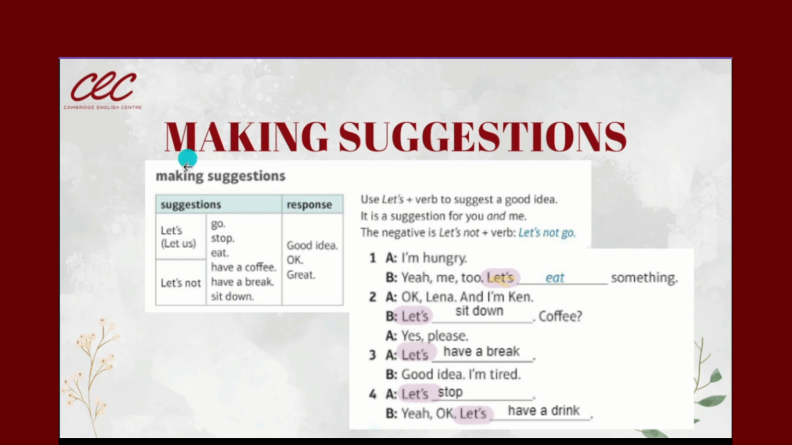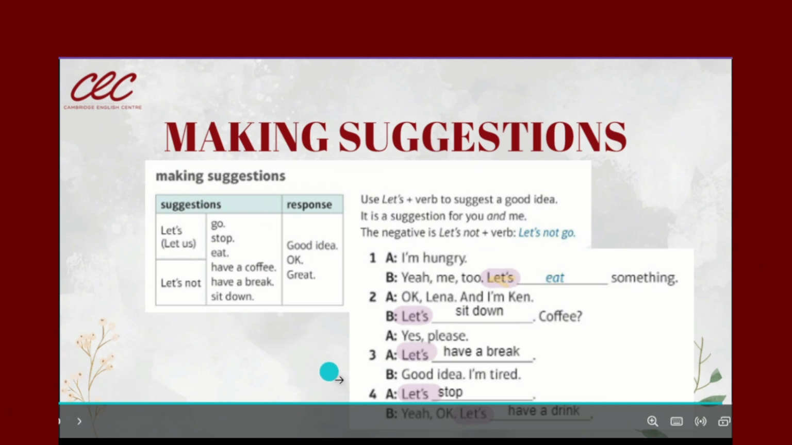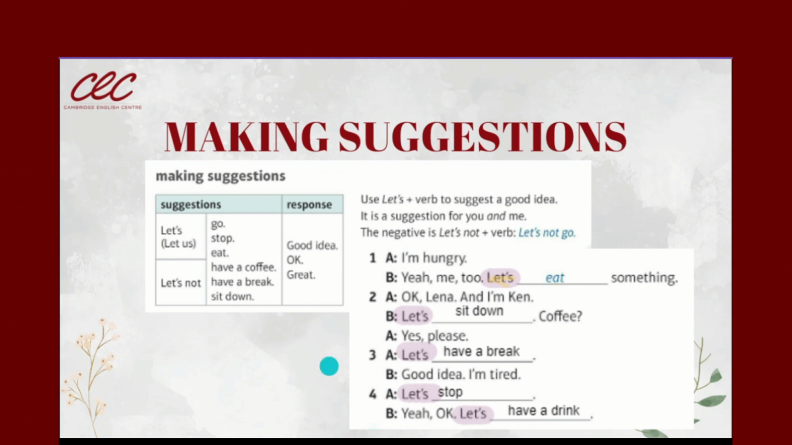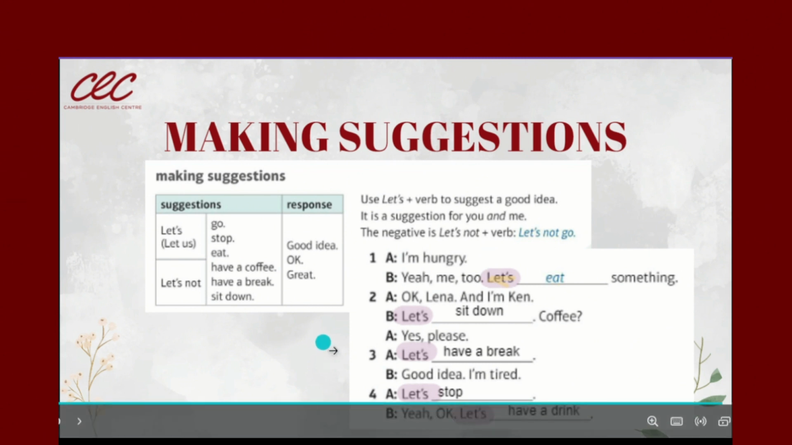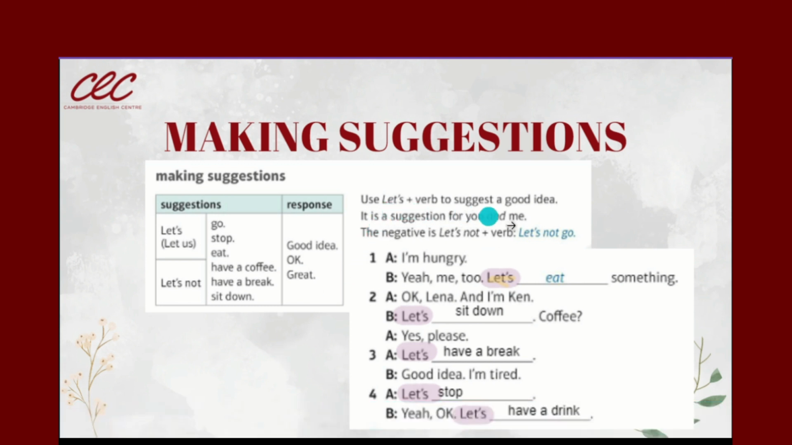When can we make suggestions? When we want to suggest a good idea. Okay, when we want to suggest something to another person. We use let's plus the verb to suggest a good idea. It is a suggestion for you and me. That means the people who are there, okay?